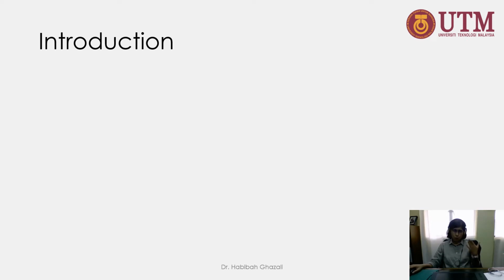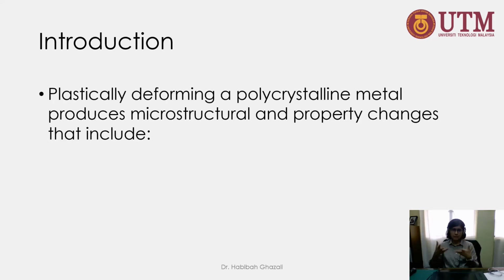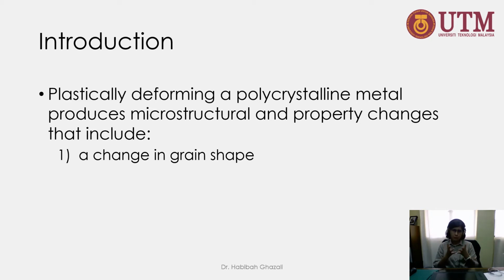Some of the consequences of plastically deforming a polycrystalline metal are that the properties will change. One of these is the change in microstructure. The size and shape of the grains will start to change during this cold working process. And we will also induce strain hardening. So the materials that we perform this forming process on will have a higher strength when we introduce plastic deformation.